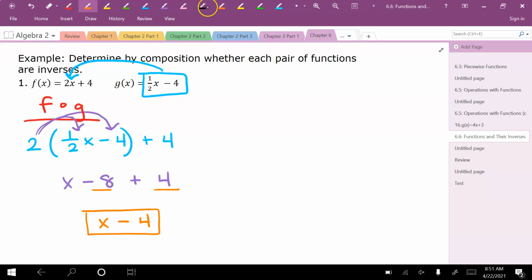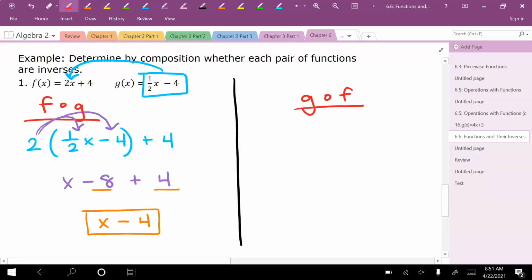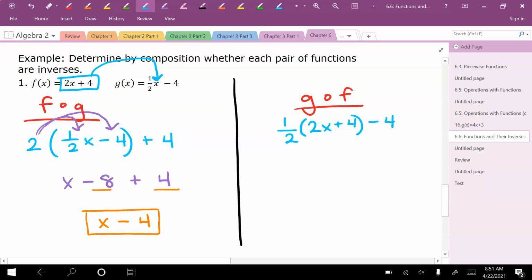If you wanted to verify for yourself and make sure that you are indeed correct that these are not going to be inverses, you can also then go and do g of f. So this is when we do the opposite of what we just did. Now we're going to take f's function, 2x plus 4, and we're going to put that in for x in g's function. So we're just rearranging the order here. So I'm going to do 1/2, and in for x, I'm going to put 2x plus 4. And then g still has minus 4, so I have to make sure I put that on the end.